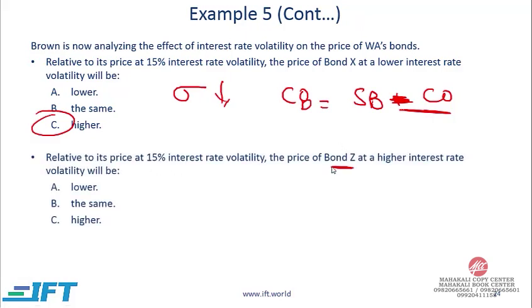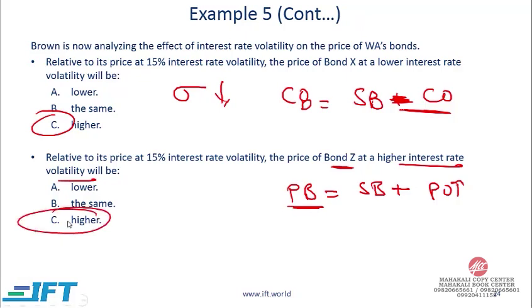What about bond Z? Bond Z is puttable, so the price of a puttable bond is equal to straight bond plus the put option. If we have a higher interest rate volatility, put option value goes up, which means that the puttable bond becomes more valuable. So here again the answer is C.